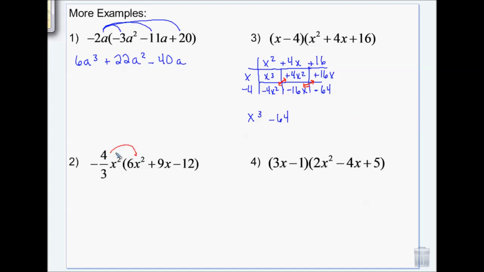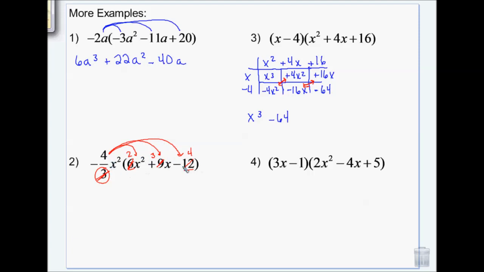This is a straight distribution, but I'm multiplying by a fraction. So the first thing I want to do is check, does 3 divide into 6, 9, and 12? Yes. Okay, so 3 goes into 6 twice, into 9 3 times, and into 12 4 times. Does everybody follow that? So you divide by the denominator first if you can. So all of these divided by the denominator.